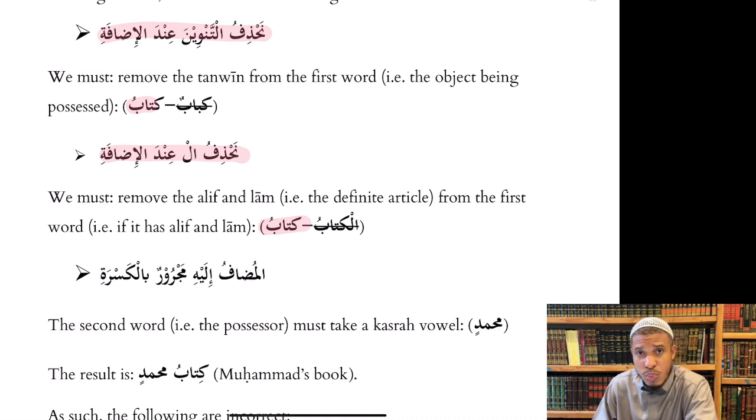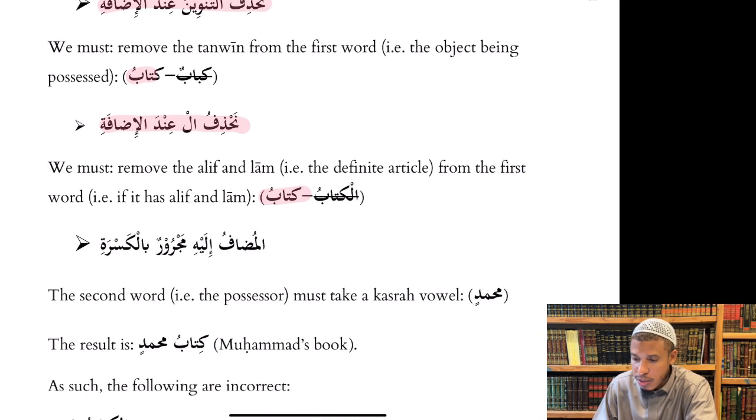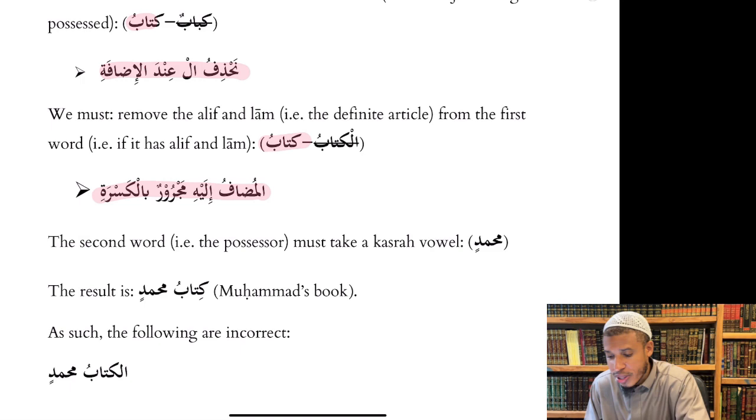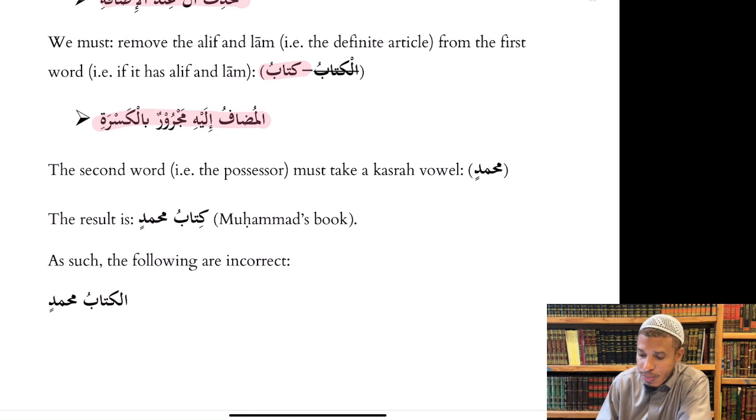Likewise, we remove the tanween if it was a tanween, as we saw in the previous rule. Lastly, المضاف إليه مجرور بالكسرة. The second word, which is the possessor, the mudaf ilay, is majroor with a kasra vowel. So we see, for example, Muhammadin. The result: Kitabu Muhammadin.